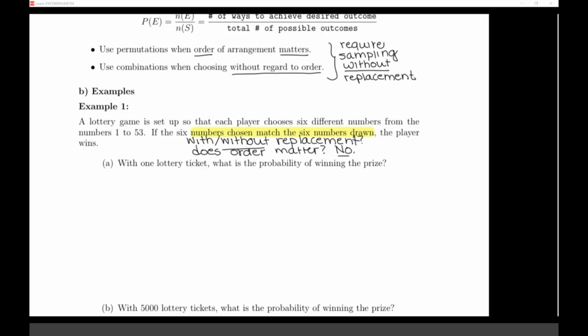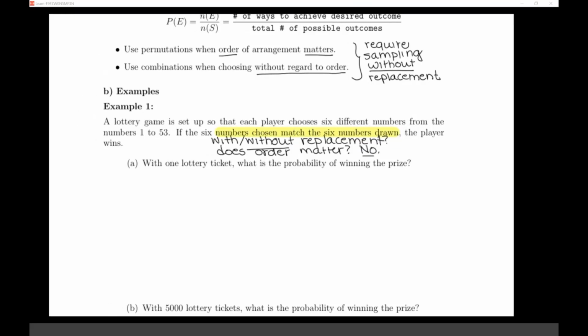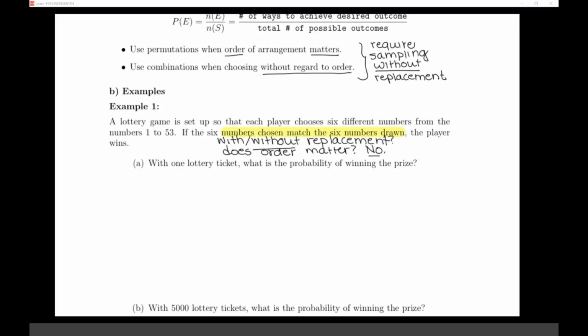Does everybody understand how I made those decisions? Because those are the critical decisions. It's impossible to get the right answers to these types of problems unless you know how to make these choices. So anybody have questions? Okay, I'm not seeing any. So the probability they want to know, with one lottery ticket, the probability of winning, is all the total ways that you can pick 6 out of 53.